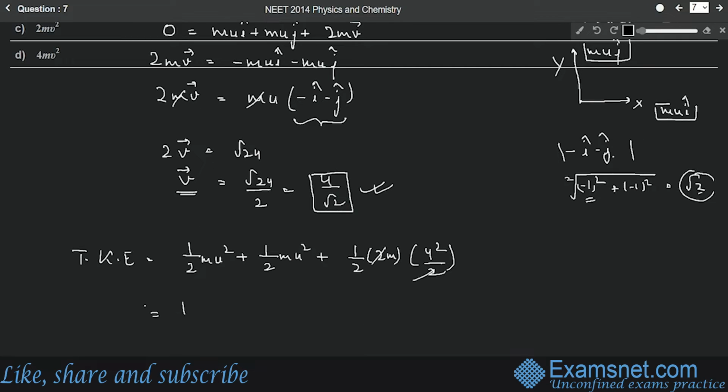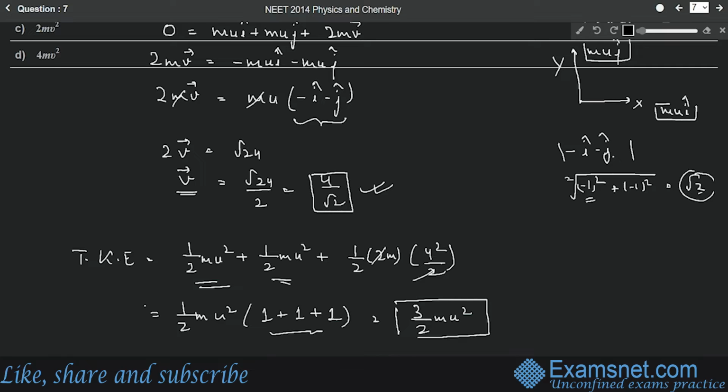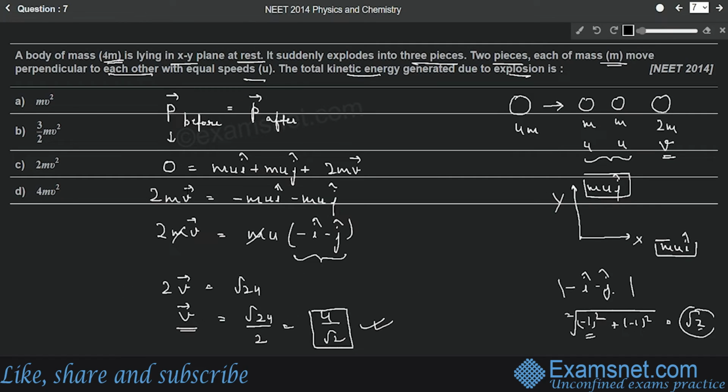If we take half mu square common, so what will be left? 1 from here, 1 from here, and from here also 1. So 1 plus 1 plus 1, that means 3. So 3 by 2 mu square. Okay, this will be the total kinetic energy generated, because initial kinetic energy was 0 because the body was at rest. So the final kinetic energy minus initial will be 3 by 2 mu square only. Okay, so let's see which is the correct answer. Option number B will be the correct answer.